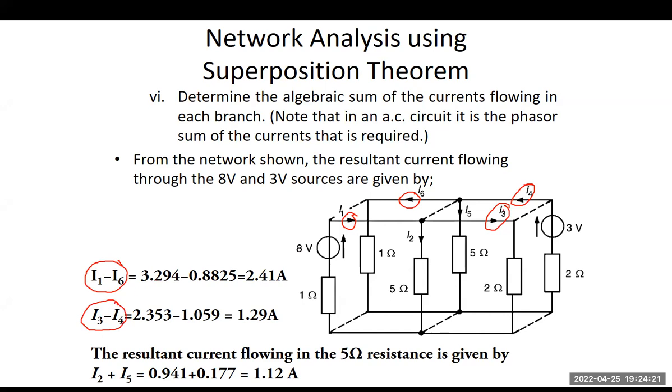Then look at I2 and I5. I2 and I5 have the same current direction. The direction is going down, so if they have the same direction, then we could just simply add them up. So the resultant current flowing through the 5 ohm resistor would be I2 plus I5.